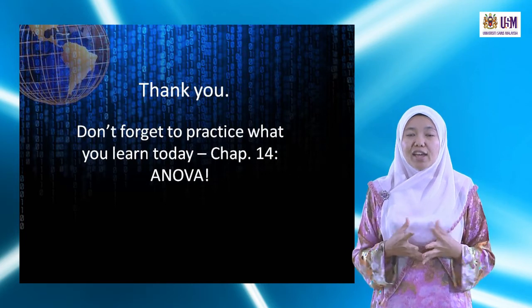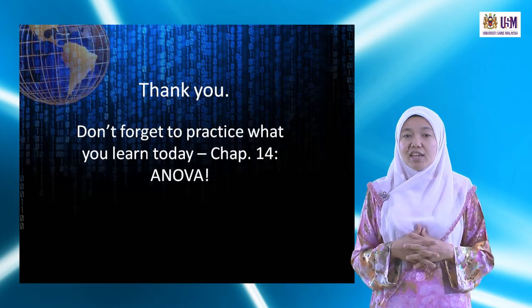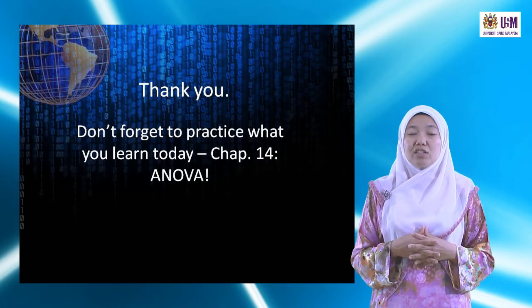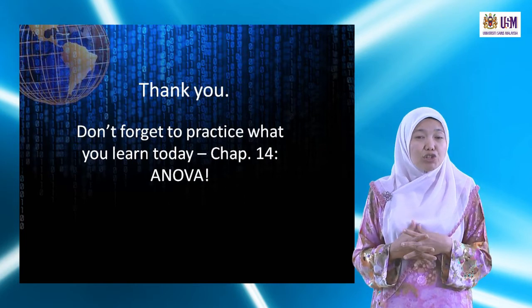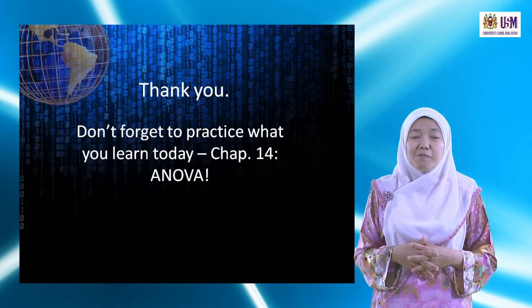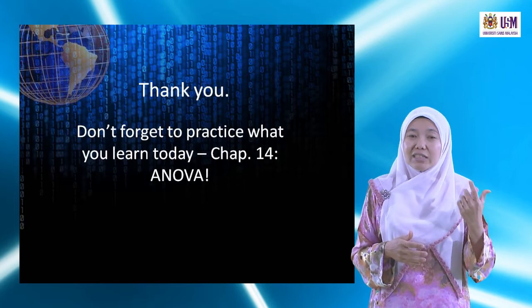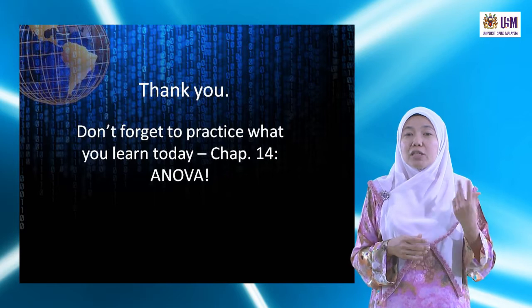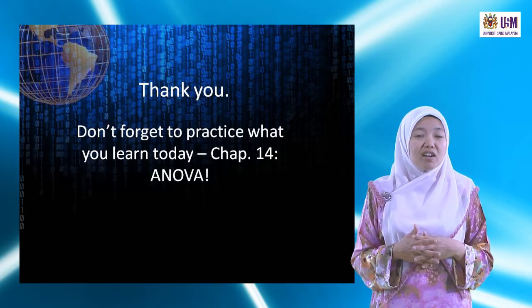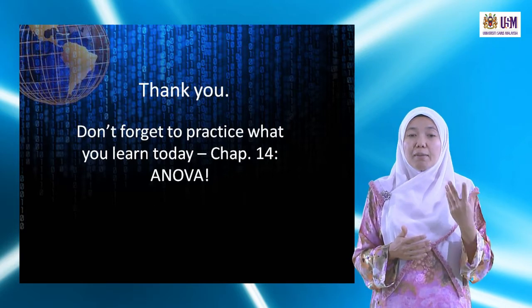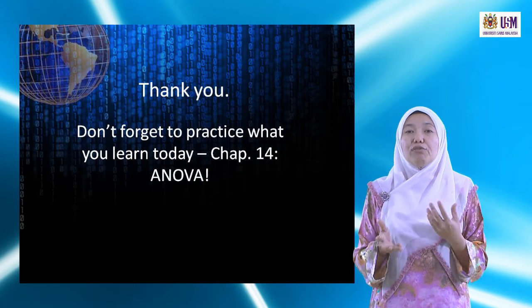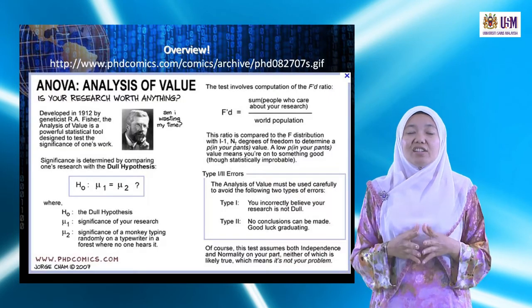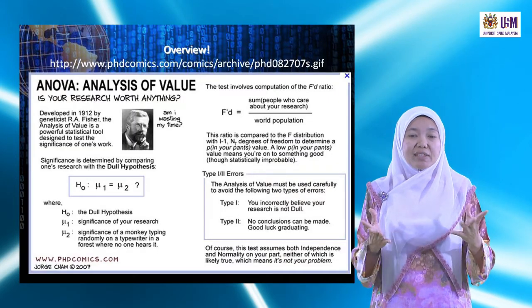Do not forget to practice what you have learned today. You need to do the manual calculations in terms of how you came up with the sum of squares for treatments and the sum of squares for error. Do check out the slide on the summary, especially for the formulas. And then you need to calculate the mean square for treatment and the mean square for error. And then you need to take the ratio of MST over MSE in order to come up with your F statistic.